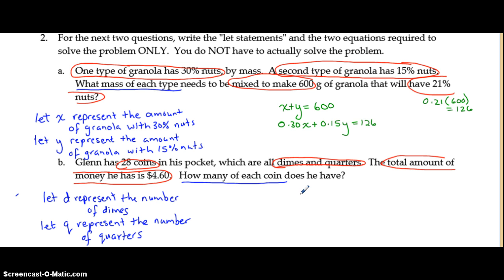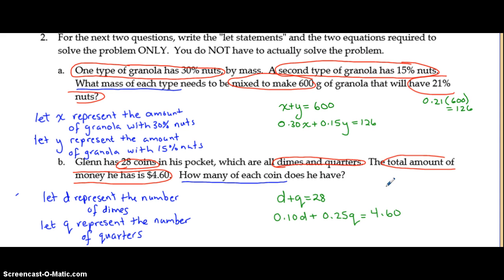All right, make your two equations. Once again, first equation starts with x plus y equals your total, and the second would bring in the percentages. In this case, it's not a percentage, but it's going to be the dollar value of the dimes and quarters. So press pause on the video, try your two equations, and then press play to check your answer.